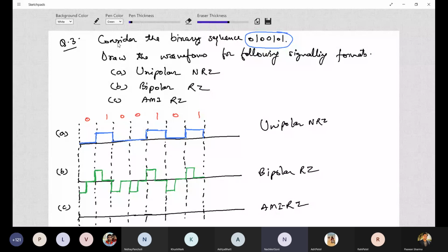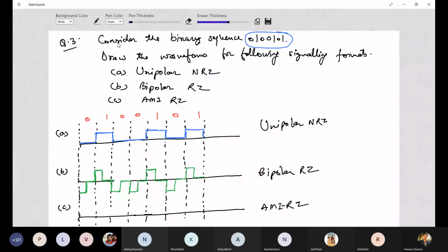Yes, sir. Okay. Last is your alternate mark inversion, return to 0. What is alternate in AMI? The successive ones which are coming will use alternate polarities for their representation. Suppose at this instant one comes, and we use positive polarity. Whenever the next one comes, no matter how many 0s come in between, the polarity considered for the next one will be the alternate, meaning the negative of it.